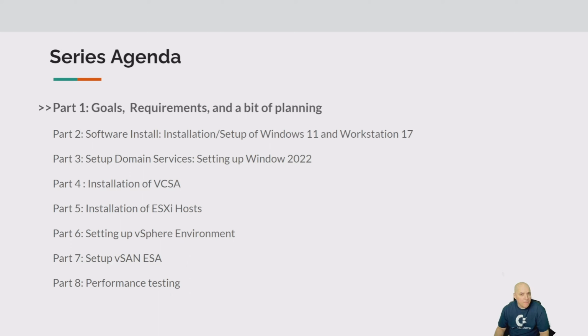So a few viewers saw a previous video that I did around doing a nested VSAN ESA cluster, and they liked it. They liked what I did. It was really short though. They wanted to understand more of the details about how to actually do it, from building up the workstation, getting it installed, services, all that type of stuff.